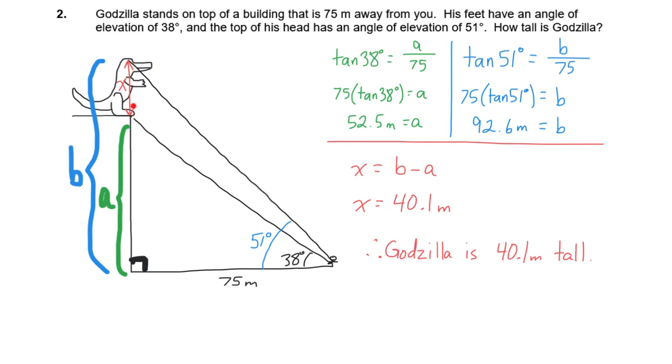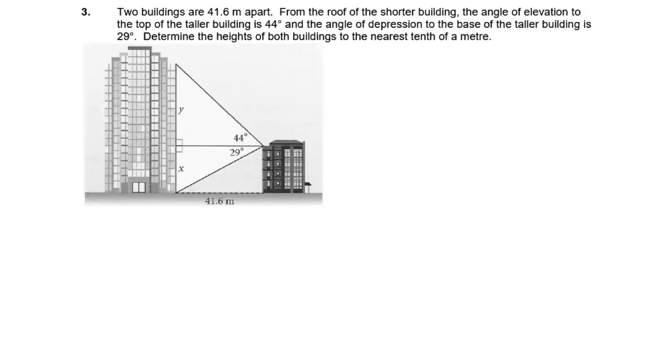X, the height of Godzilla, is the difference between A and B. So B minus A gets us X, and that's about 40.1 meters. So we have a wordy question, we need a wordy answer. So therefore, Godzilla is 40.1 meters tall. Turn your page over and there's one more example to go through.